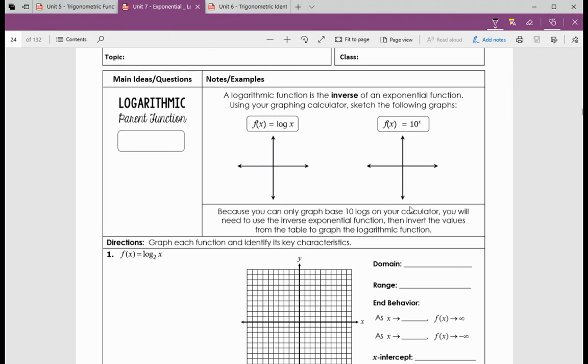Logarithmic parent function. This is the parent function: f of x equals log base b of x. Now, you might even see it sometimes written as y equals log base b of x. Now, these two equations are inverses of each other. Their graphs look kind of similar. They have the same type of curve, but the placement and the direction of the curve is different.